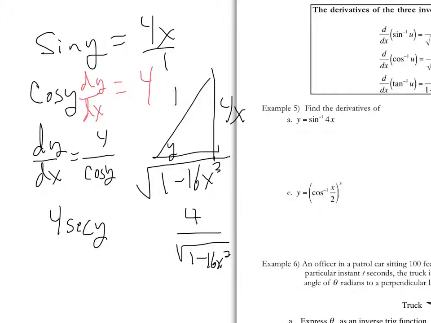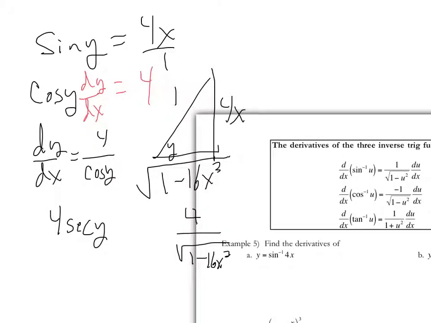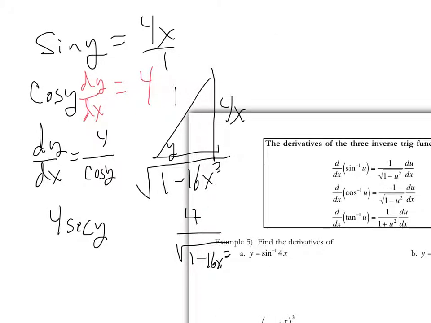Now how does that gel or correspond to the formula? Well, notice if the u is 4x, we're going to get the 1 over the square root of the u, which is what that is, and the du dx is just the derivative of 4x, which is 4. So that's how we got it. So, I mean, if you like the formula, memorize it. I wouldn't otherwise.